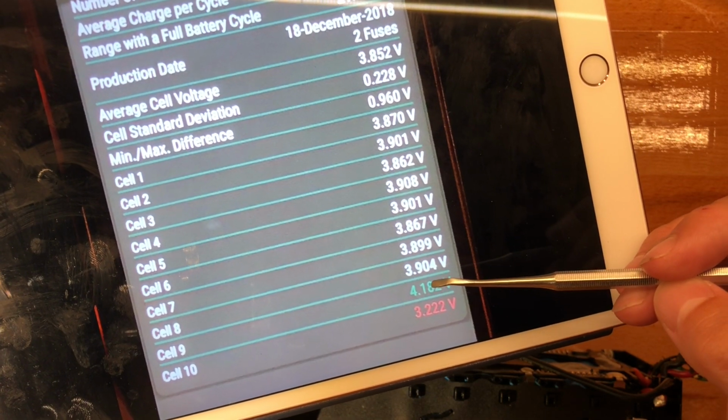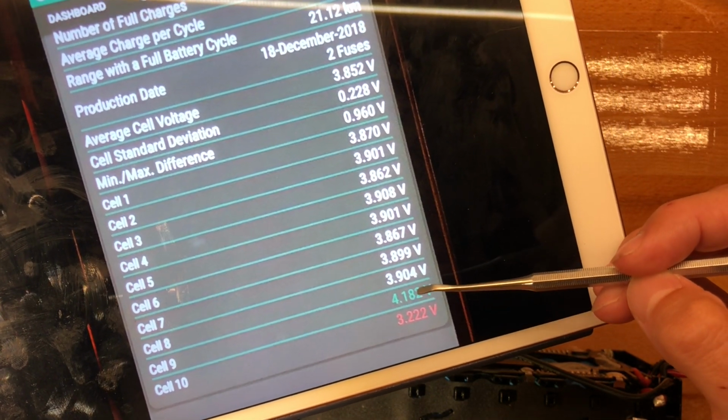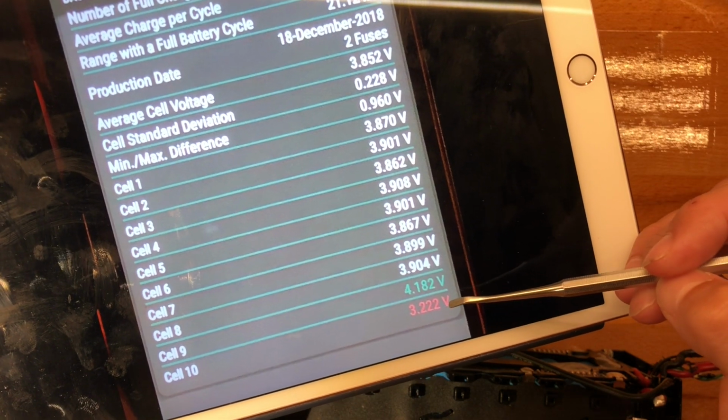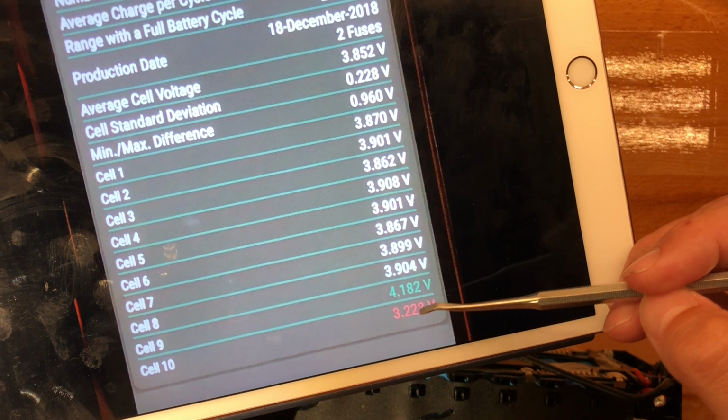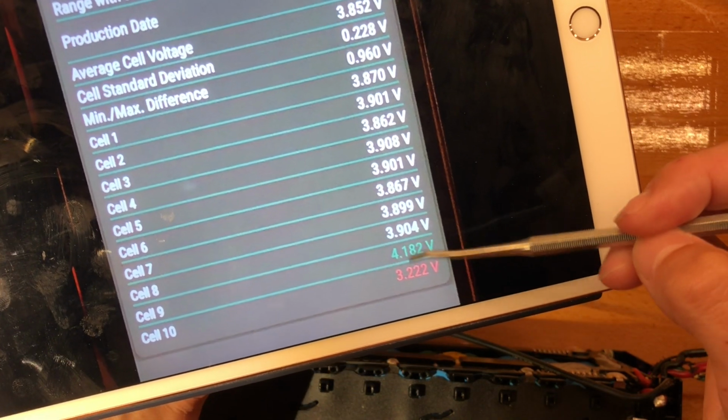Two banks were polarized, let's say. One was reading super high, and one was reading super low. And the thing to note here is that they are adjacent banks, right? This will become very important later on.